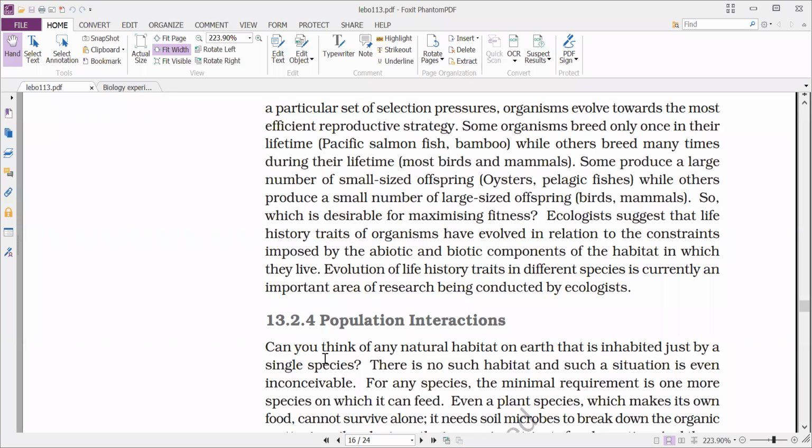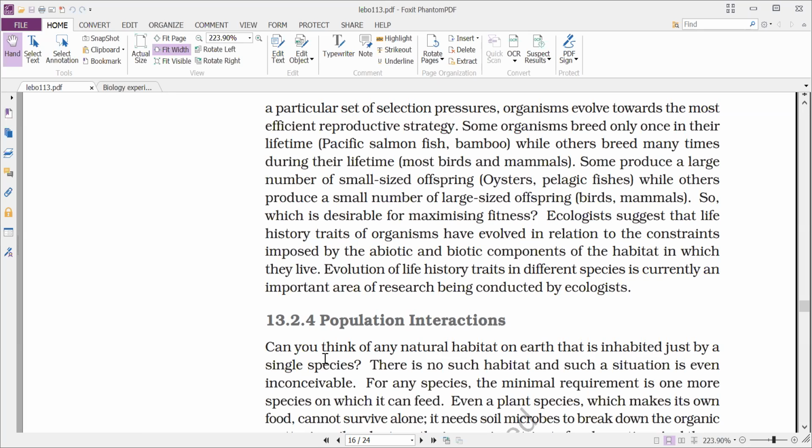Okay, Pacific salmon fish and bamboo. These are some of the examples, while others breed many times during their lifetime. For example, birds and mammals. Birds lay eggs repeatedly. Mammals give birth to young ones repeatedly. Only a few are exceptions which breed only once in their life. For example, rice and wheat, those plants which complete their life cycle in one season, breed only once.